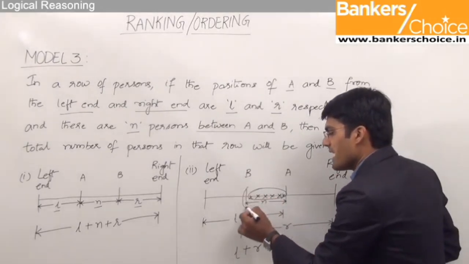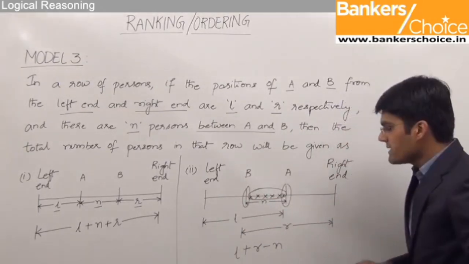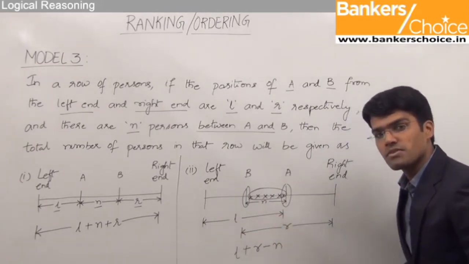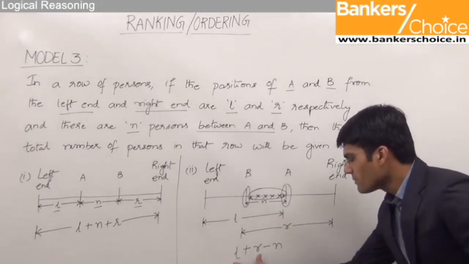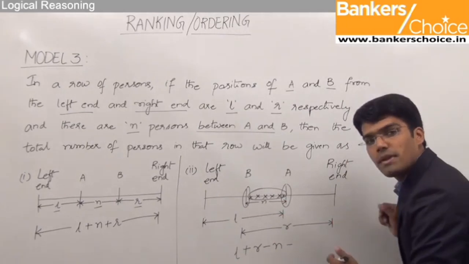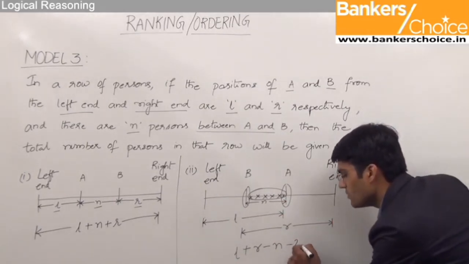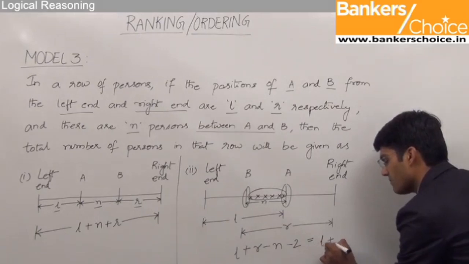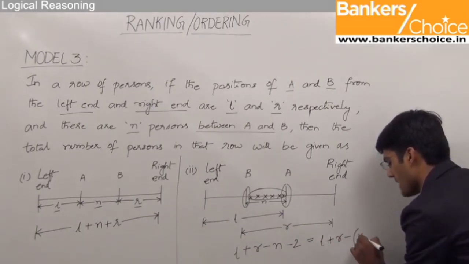Also, the persons A and B have been taken twice in the sum of L plus R. So we also need to subtract the positions of A and B once from this sum. So subtracting the repeated count of A and B, that is 2, we can say that the total number of persons in this case will be L plus R minus (n plus 2).